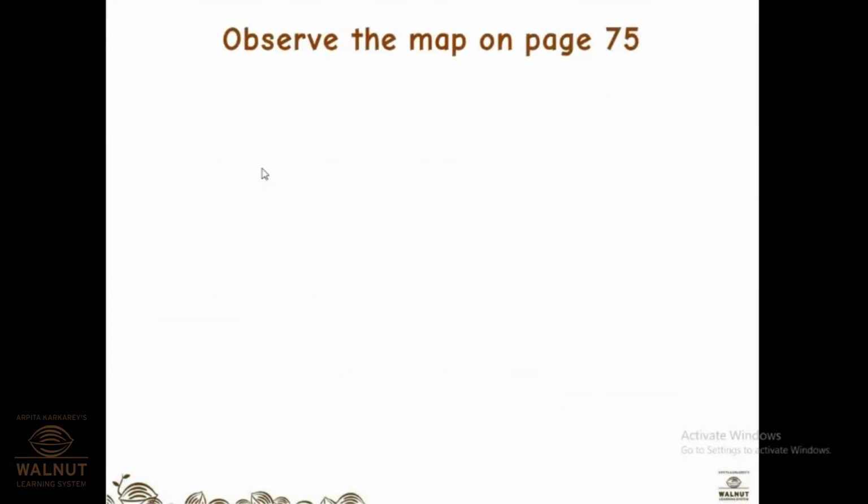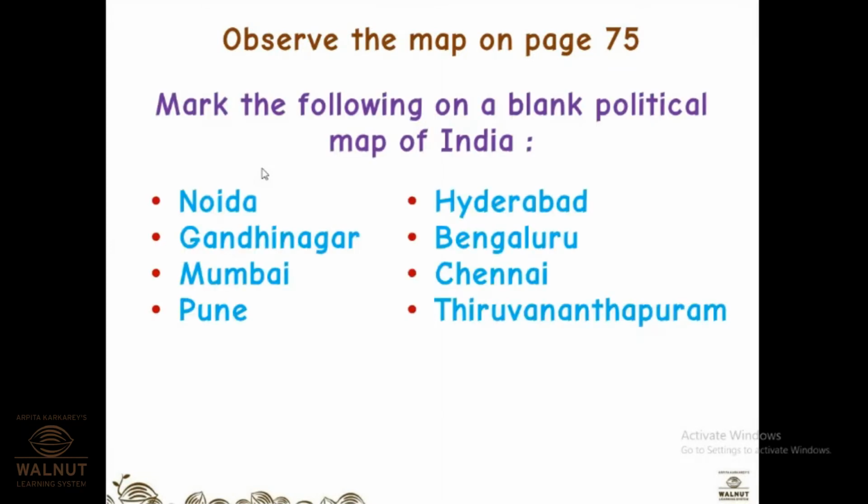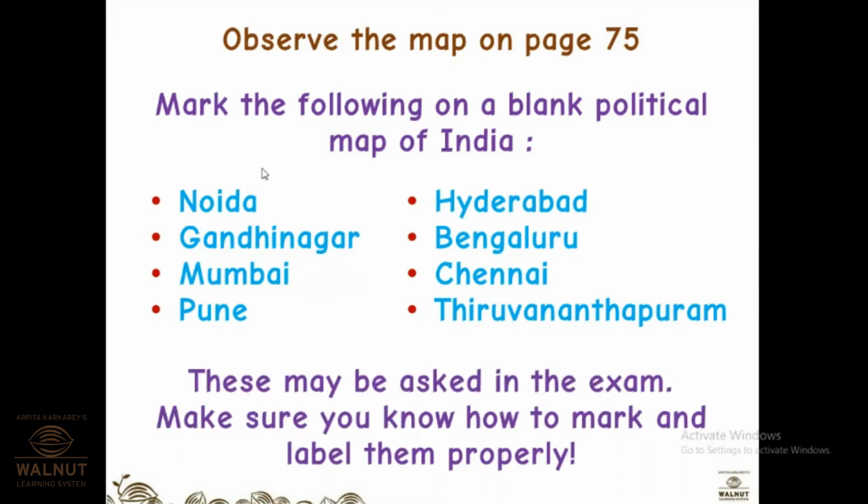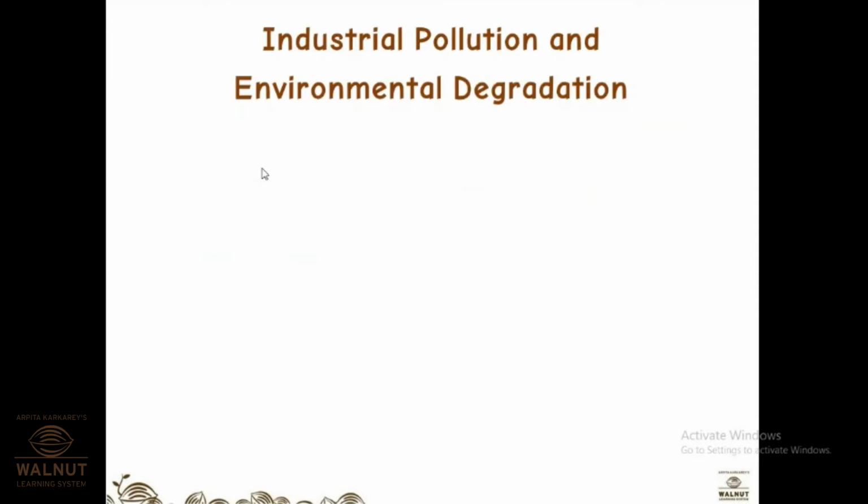The next is, I'll open the map. On the map, you are supposed to mark this. Just as last time I showed you iron and steel and textile, this is the IT industry. I'll open the textbook in a while, but before that, we'll finish with this.